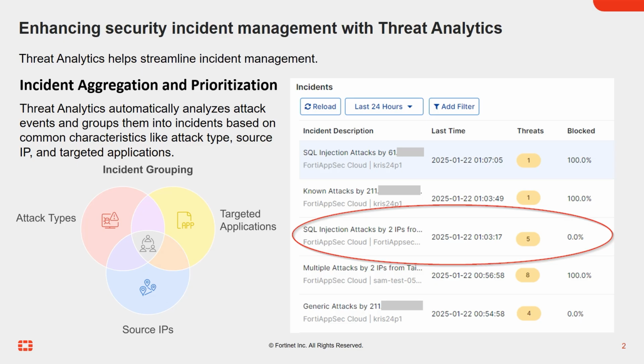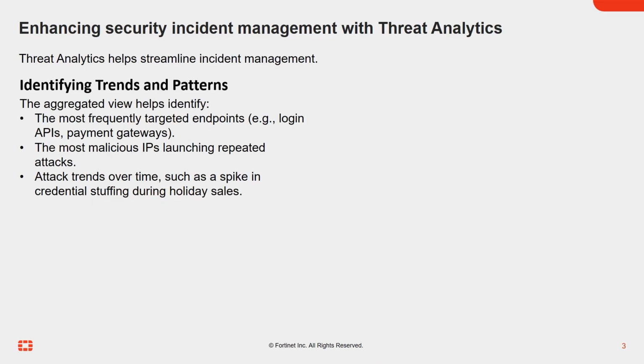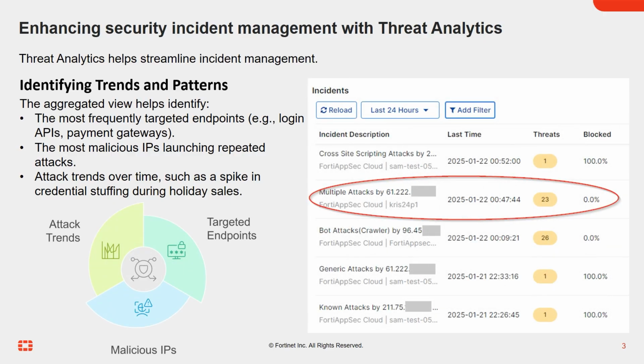on critical threats first. The aggregated incident view helps you identify trends and patterns, such as frequently targeted endpoints like login APIs and payment gateways, the most malicious IPs behind repeated attacks, and shifts in attack activity over time, like a spike in credential stuffing during holiday sales.